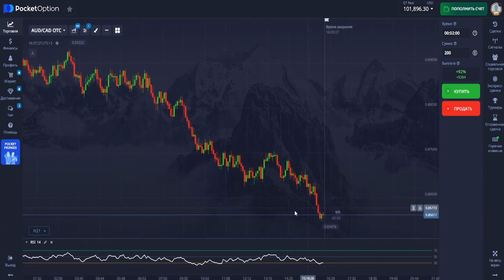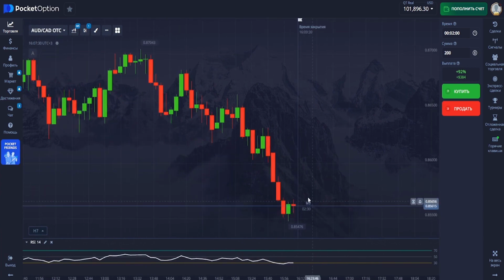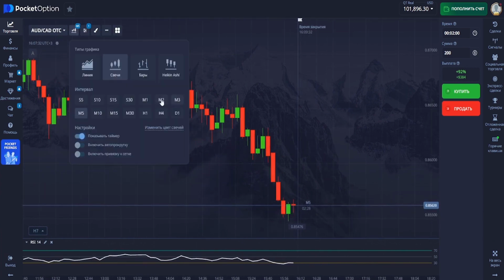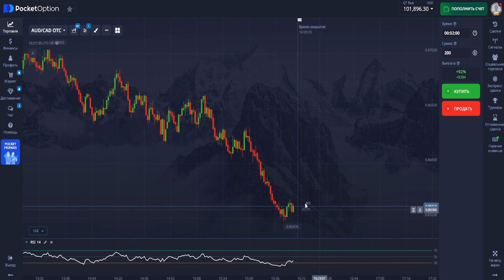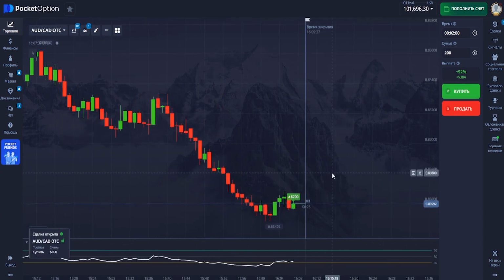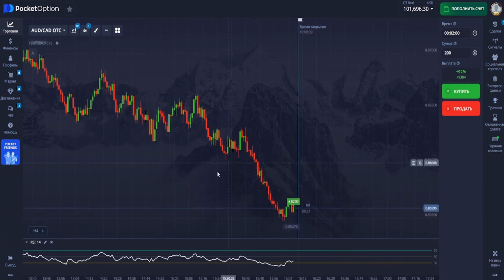Here, we've touched the support zone, the RSI is entering the working area, and kind of an imbalance is forming. On the 1 minute candles, there will also be a pullback movement now. You can open a trade here. Again, it's a pretty good situation. These volumes should pay off.